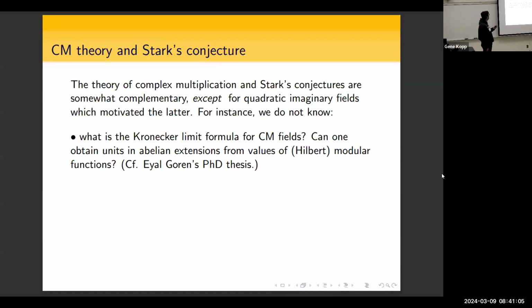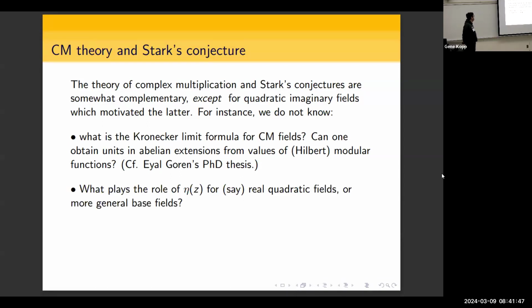So we do not know, for example, what might be an analog of the Kronecker limit formula for CM fields. Is there some formula relating the class invariants you get from CM theory to L functions? It's not so clear really what to get. This was studied, for example, in Eyal Goren's PhD thesis, where with Shalit, they tried to get evidence for the Stark conjecture for quartic CM fields using the class invariants arising from values of modular functions on Hilbert modular surfaces. But trying to get the suitable multiplicative combinations to get non-trivial units turned out to be not entirely successful.